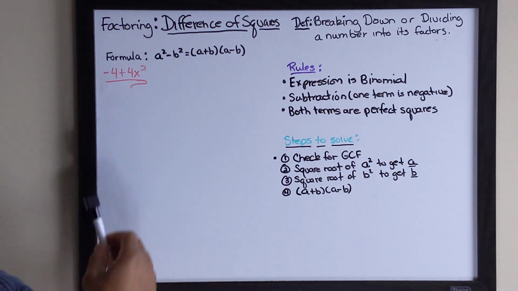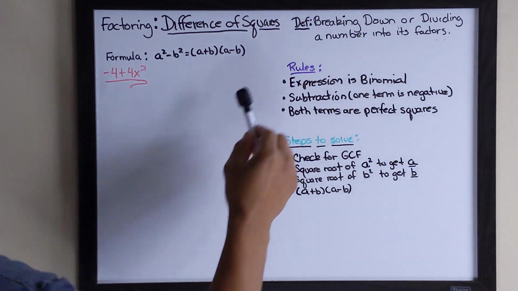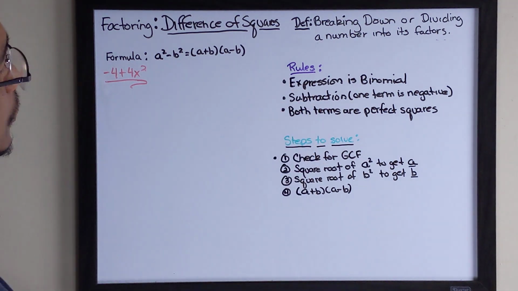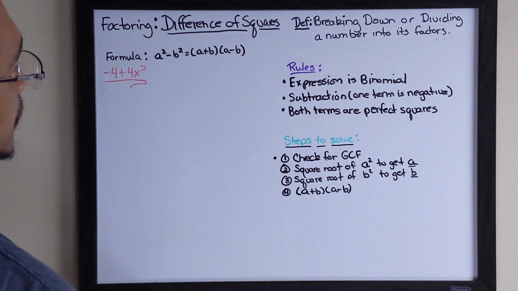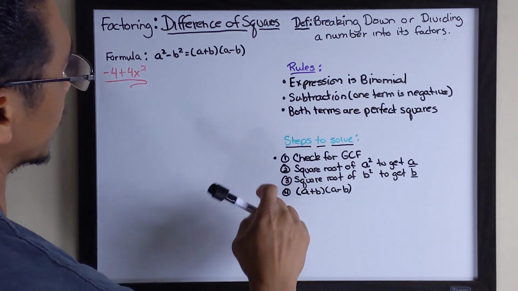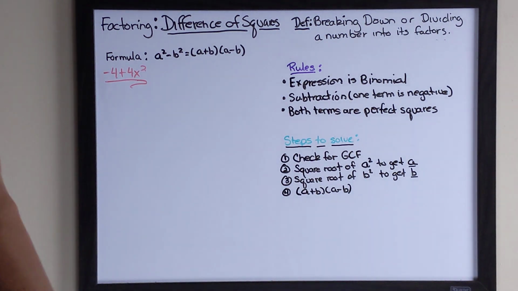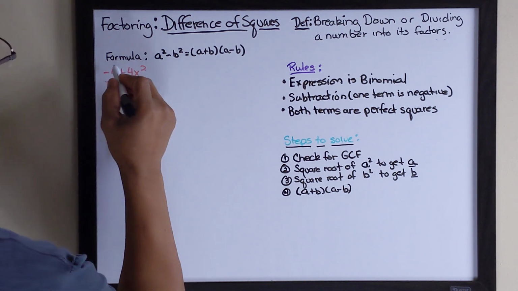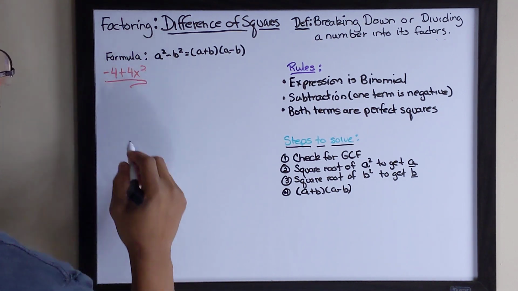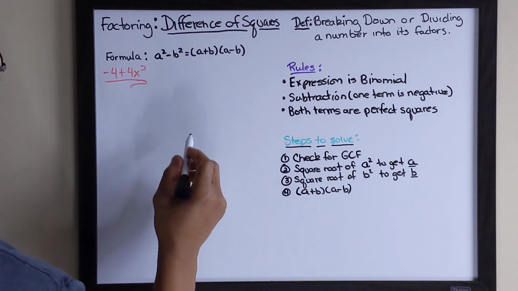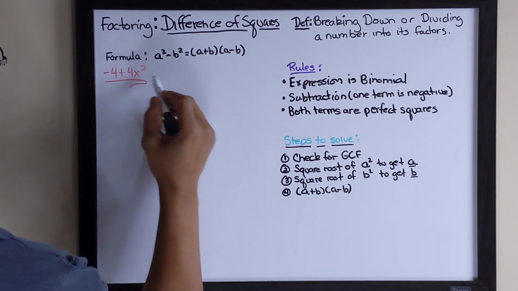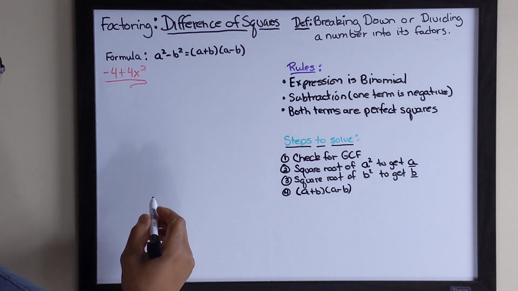Here is the formula that we're going to use for the difference of squares. These are the rules that we're going to go by before we can use the difference of squares, and here are the steps to solving the problem. Now, before we get started, we're going to do this example here, and we want to check to see if this example follows the rules before we can use the difference of squares.